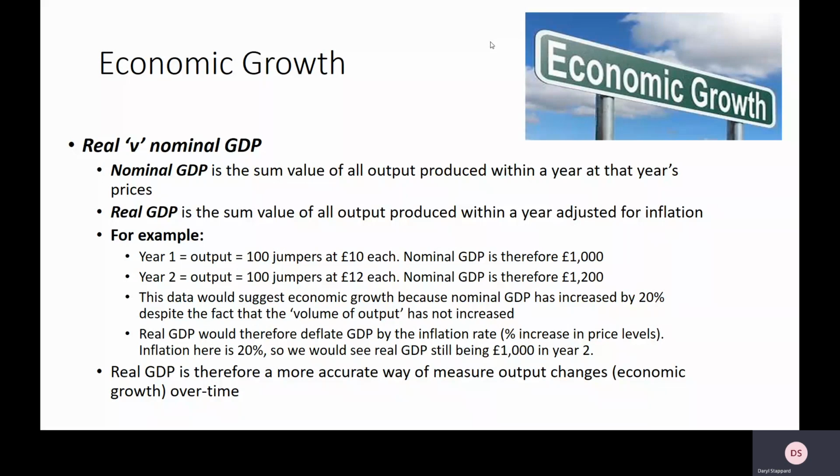It's 100 jumpers. So what real GDP would do, it would deflate GDP by the rate of inflation. Because price levels have increased by 20%, we've got to take that 20% off again, which means that real GDP is still at £1,000 in year two. Okay, so real GDP takes into account the impacts of inflation, whereas nominal GDP takes no account of inflation. So if we want to measure in real terms how much the economy is growing, we've got to use real GDP because that will factor in the changes in price levels over time.